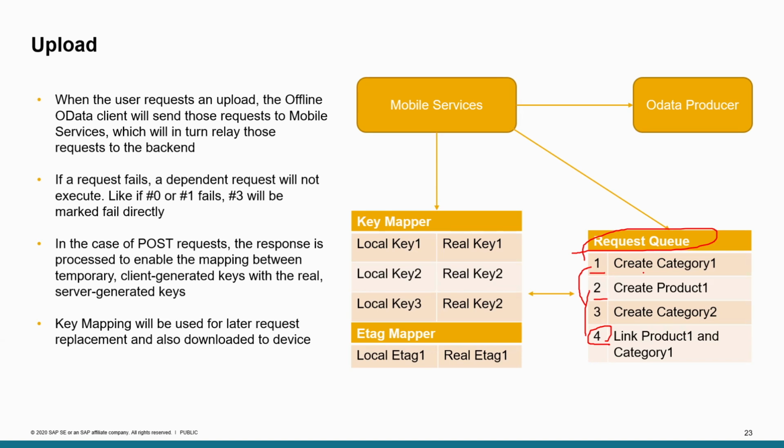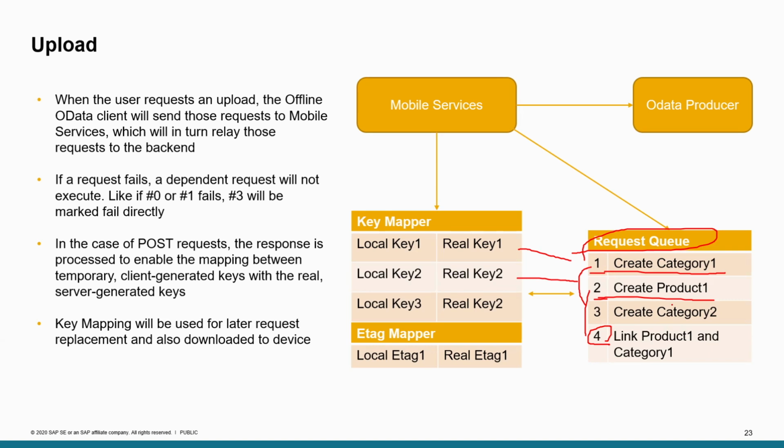The other thing is about the key mapping. I have talked about it before. Imagine once you create a category entity on your backend, the backend might give you a real key. So we don't give you the real key locally, and when you submit this request to your backend, the backend gives you the real key. Now we have key mapping: the local key and the server key, or the real key. And it's the same when you do the product. You also have another mapping, the local key and the real key.